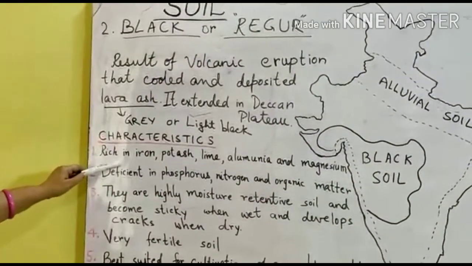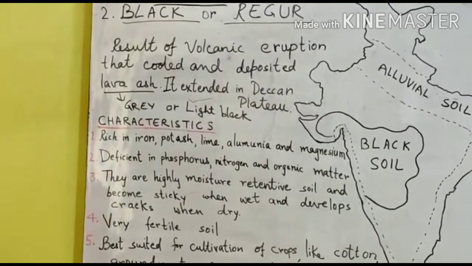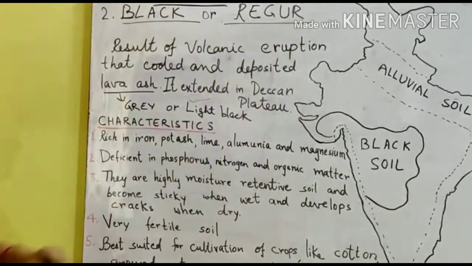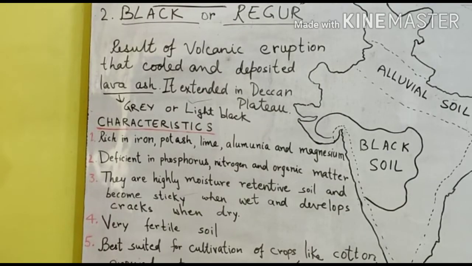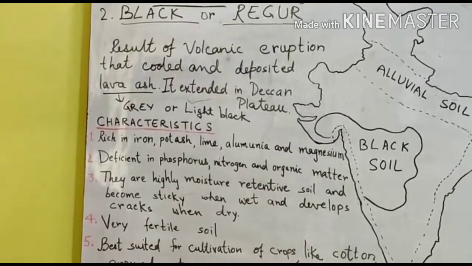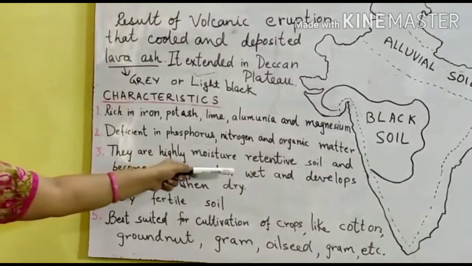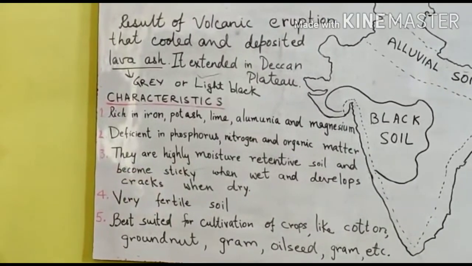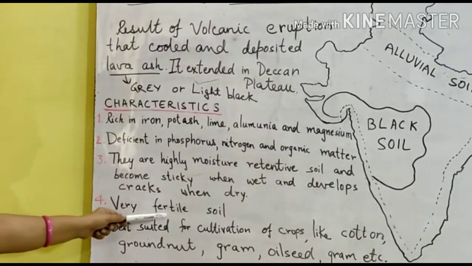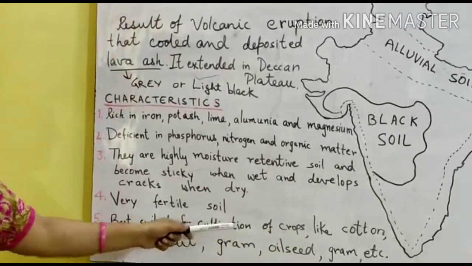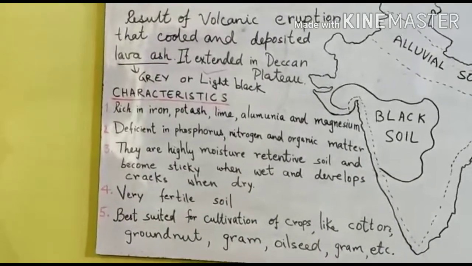This soil is rich in iron, potash, lime, alumina and manganese, but deficient in phosphorus, nitrogen and organic matter. They are highly moisture retentive soil. This means that when they get water, they absorb the water and can retain it for a long time. They become sticky when they are wet, but develop cracks when they are dry. This soil is very fertile and is best suited for the cultivation of crops like cotton, groundnut, gram, oilseed, etc.